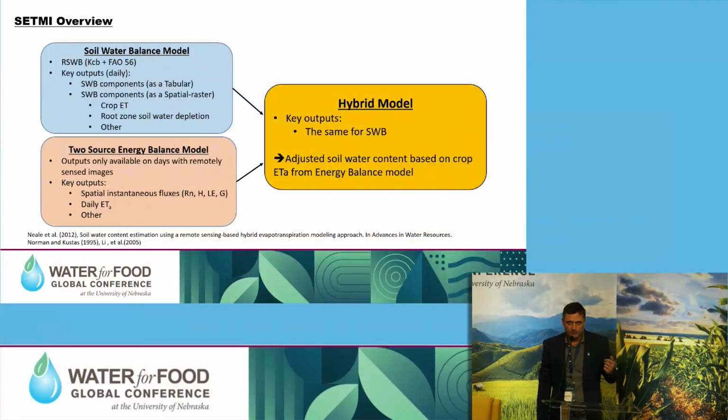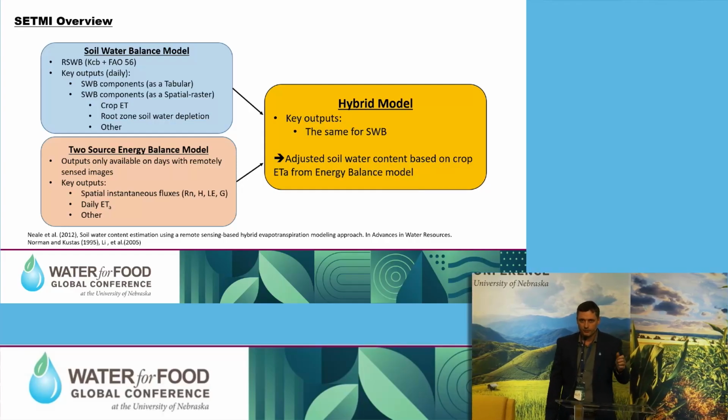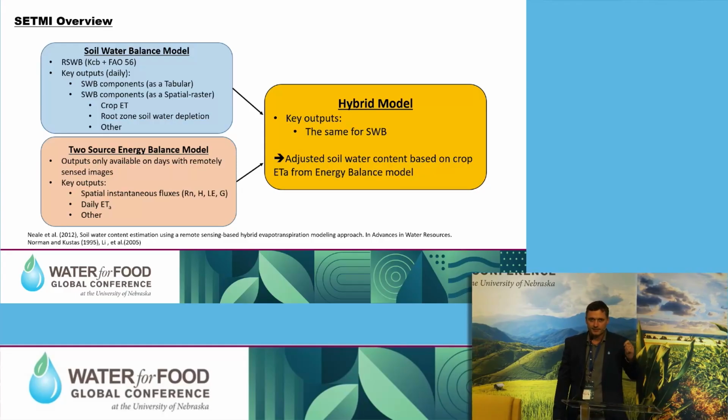The key outputs are the same outputs as the soil water balance. However, the soil water content is adjusted based on crop actual evapotranspiration from the energy balance model. And then all the time when we have ET from surface energy balance, this ET is incorporated into the soil water balance, increasing the performance of SETMI. It is like a hybrid car. We can use gas and electricity, but when we use both, we increase the performance of the model.